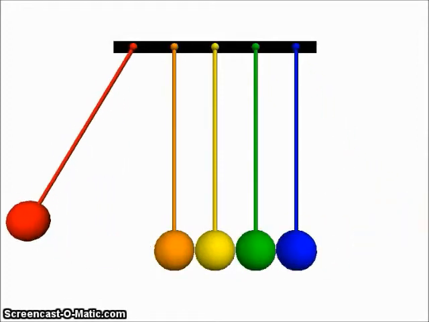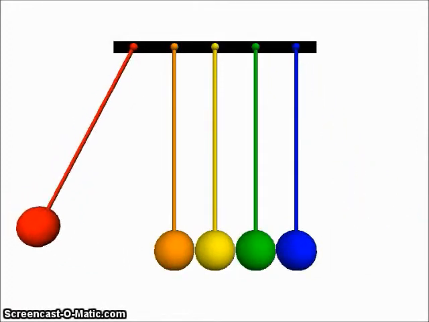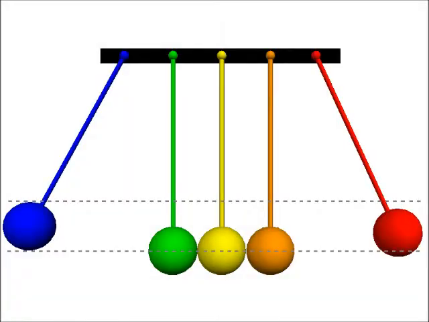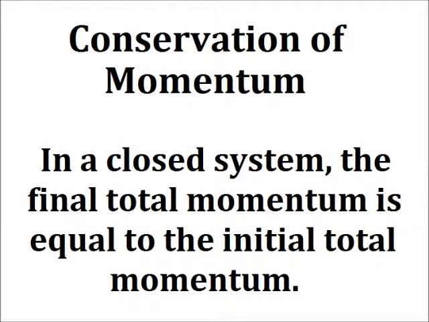This VPython model demonstrates an idealized version of the motion of the cradle. In real life, the spheres will rise a little less each time due to gravitational acceleration. This device is named after Newton because it models the conservation of momentum, which is derived from Newton's second law.